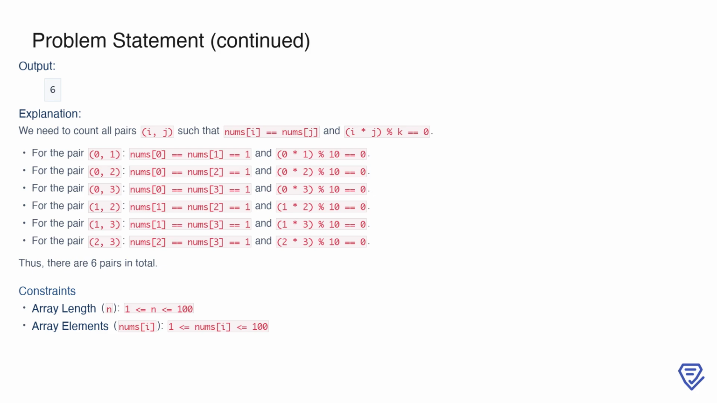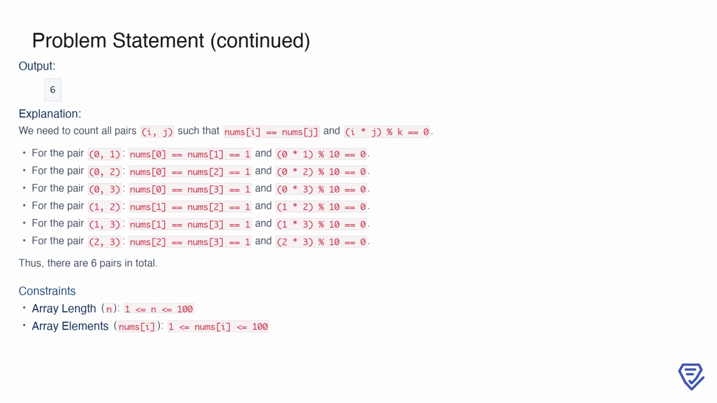For nums = [1, 1, 1, 1], and k equals 10, we calculate all pairs i, j, that satisfy the conditions. For example, 0, 1 is valid because nums[0] and nums[1] are both 1, and 0 * 1 % 10 equals 0. Similarly, pairs like 0, 2, 0, 3, 1, 2, 1, 3, and 2, 3 also satisfy the conditions. Counting all these pairs gives us a total of 6 valid pairs. Therefore, the output for this input is 6.